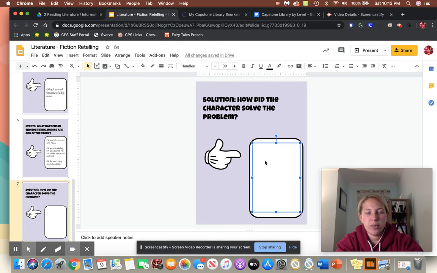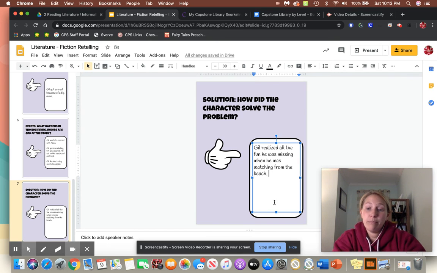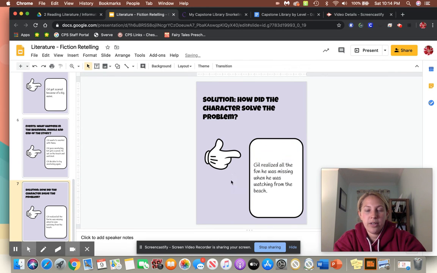So what was the solution? What do you think Gil did that may have changed his mind? Do you think Gil realized all the fun he was missing when he was watching from the beach? Possibly. That very well could be for him because I know he really wanted to go snorkeling. He kept asking and asking, and then all of a sudden he tried and he got scared, and now he was missing it. So that was how the solution was.